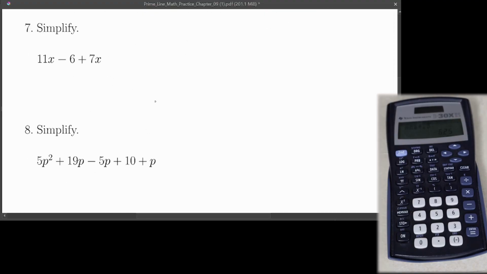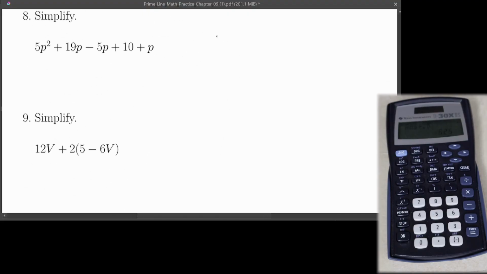Okay, on number 7, we are going to combine like terms. Notice that there's no multiplication happening, so we can switch the order in addition. We've got a positive 11x and a positive 7x. That is going to give us 18x, and then we've got the minus 6 for our value there.